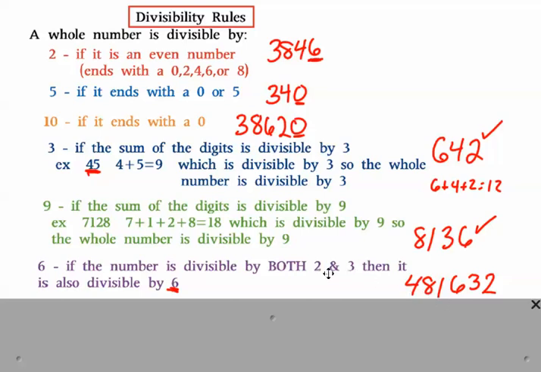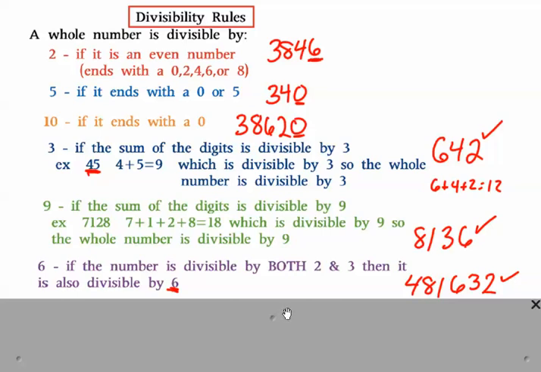So let's find, first of all, is it even? Yes, it's even. So it is divisible by 2. Now let's see if it's divisible by 3. Let's see. 4 plus 8 is 12, 13, 14, 15, 16, 17, 18, 19, 20, 21, 22, 23, 24. Is 24 divisible by 3? Yes, so the whole number is divisible by 3. So it's both of them. It's divisible by 2 and 3, so it's divisible by 6.